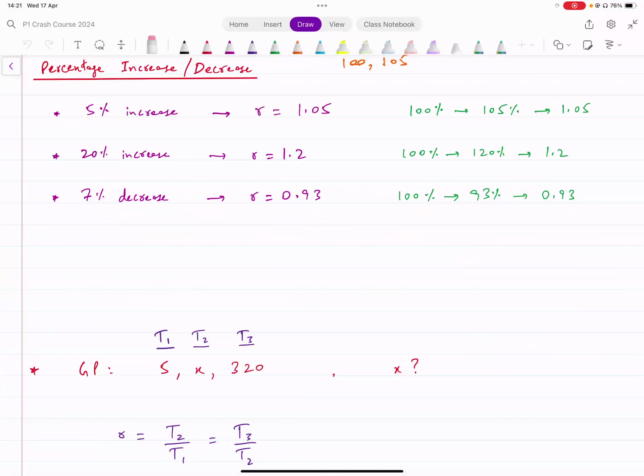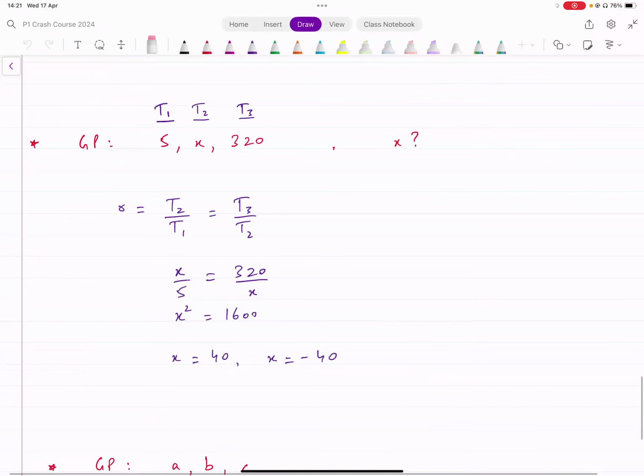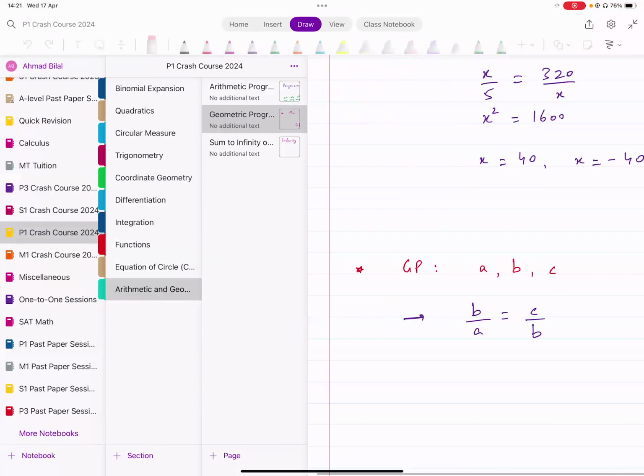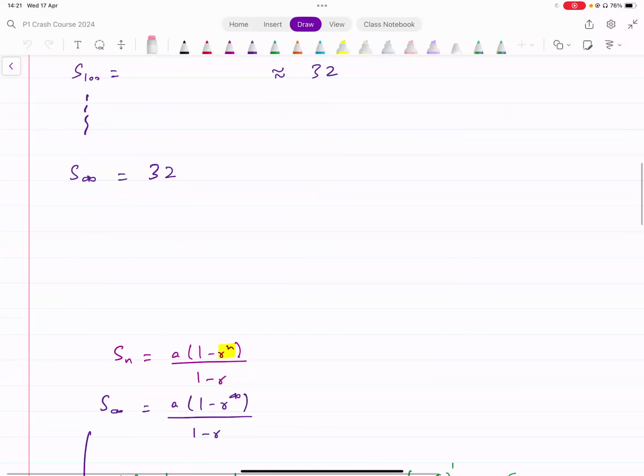We talked about percentage increase and decrease here as well. And we said whenever you have a percentage increase or a percentage decrease, that means it's a GP. And we learned how to find the ratio in that case as well. And then in the last session, we also talked about sum to infinity of a geometric progression. We talked about this concept.